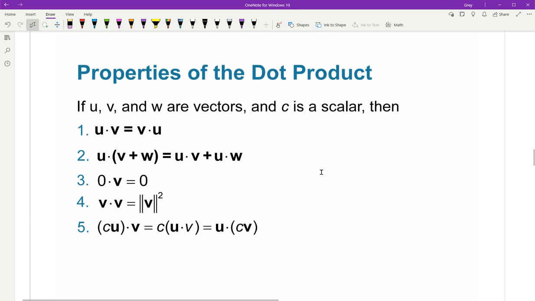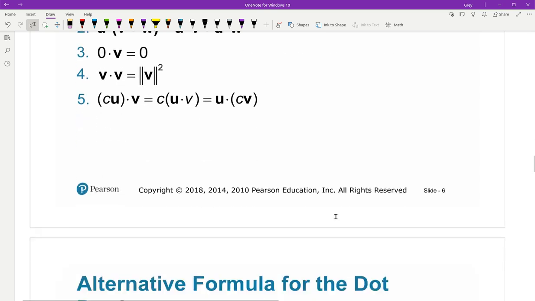So right here are properties of the dot product. And if you can write the names of 1, 2, 3, and 5 on your paper when you show me your notes, I'll give you a piece of candy if you're correct.